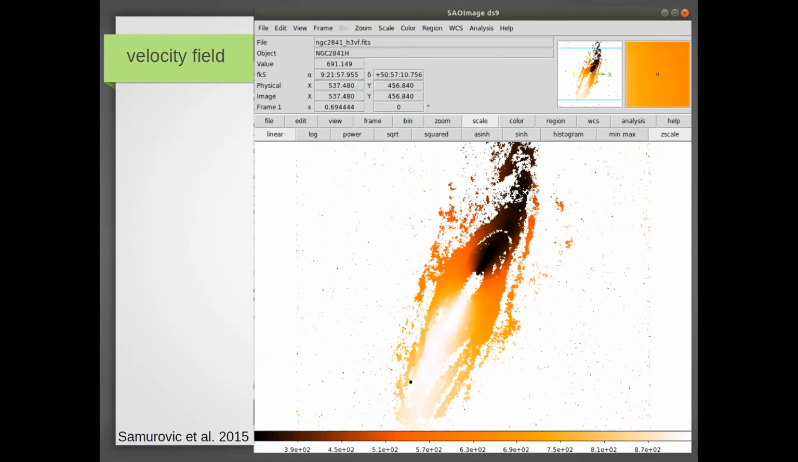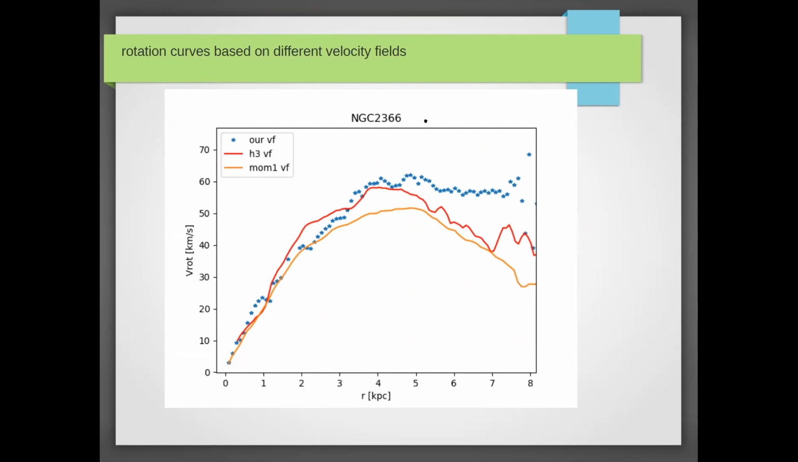So this is a very special case of a very diffuse low surface brightness galaxy. Not extremely low surface brightness, but still it had some non-rotational motions in some parts, where we had to apply our procedure. So this is our velocity field rotation curve coming from our velocity field, which is much more stable to larger radii than the ones that we get from the moment 1 and H3 velocity fields.